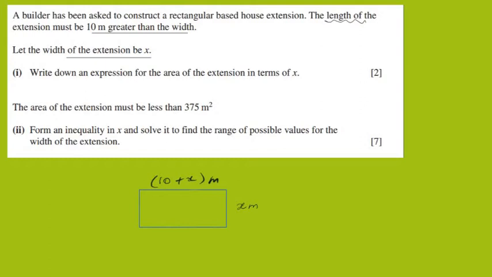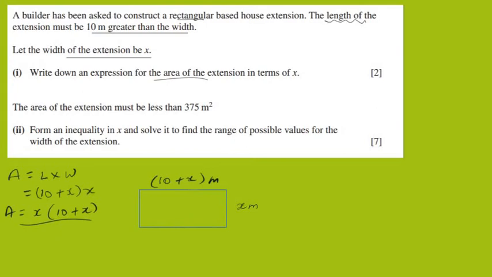Now, write down an expression for the area of the extension in terms of x. This is a rectangular base extension, so you know that the area of a rectangle is equal to the length by the width, which is equal to 10 plus x, multiplied by x. So the area is equal to x times 10 plus x. Right, so that is the answer for part 1.